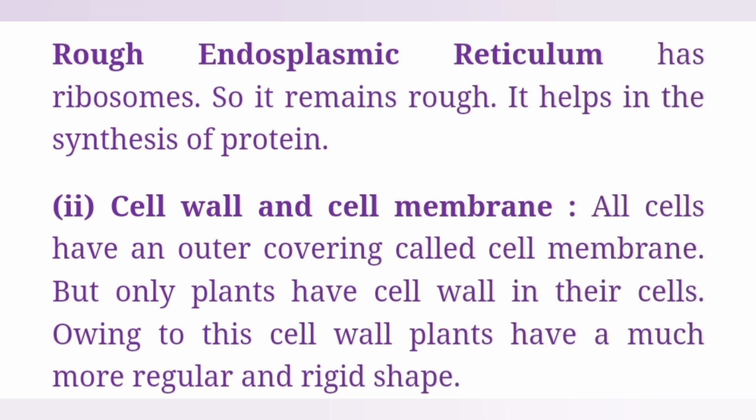Rough endoplasmic reticulum has ribosomes, so it remains rough. It helps in the synthesis of protein. Then second one, cell wall and cell membrane. All cells have an outer covering called the cell membrane. But only plants have a cell wall. Owing to the cell wall, plants have a much more regular and rigid shape.